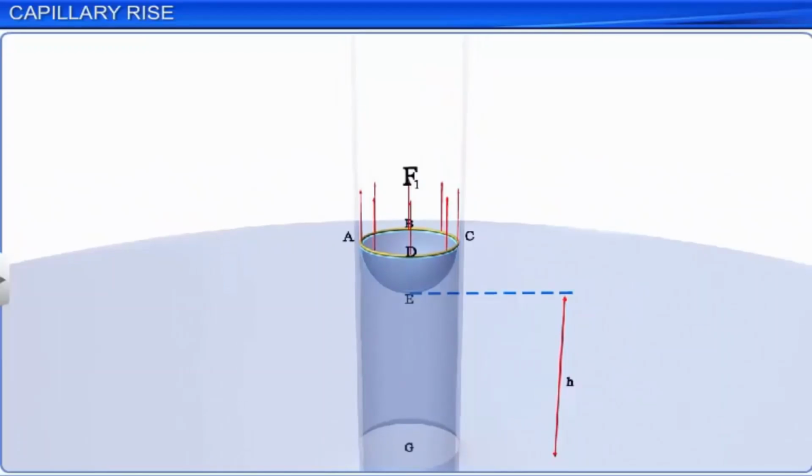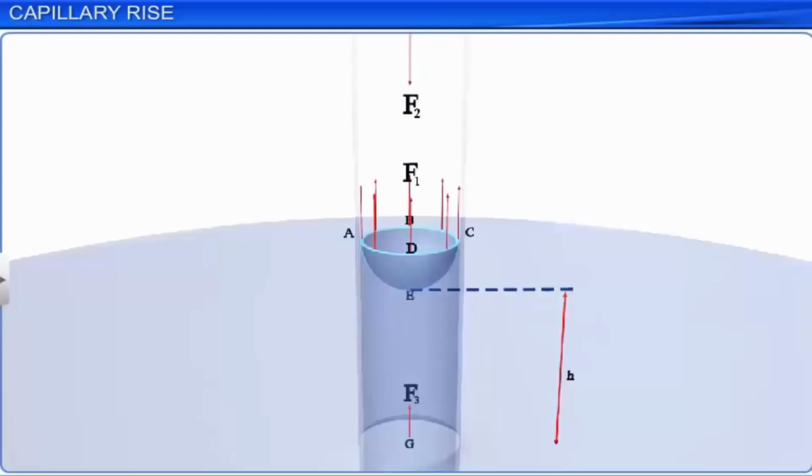The force due to the pressure of the liquid below point G, which is in the same plane as the liquid outside the capillary tube. Let this be F3. Let W be the weight of the liquid in the capillary tube.